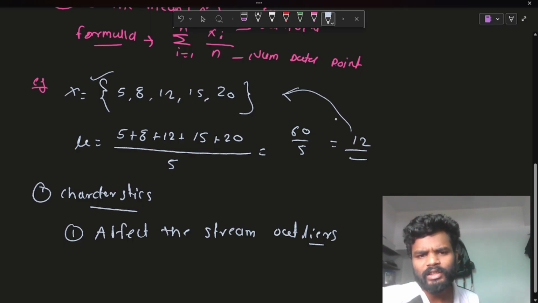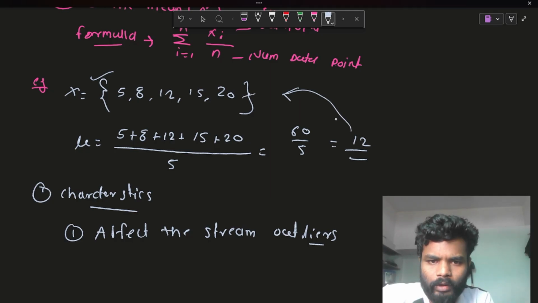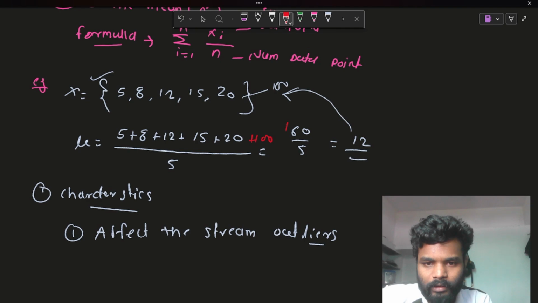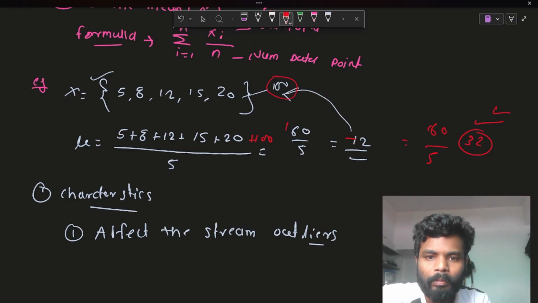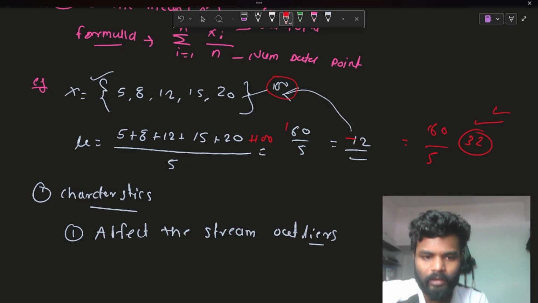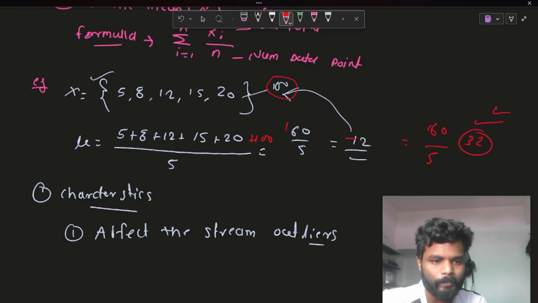How does it get affected by an outlier? Understand with the example. Say we have one outlier, 100. When we add that particular point, the sum becomes 160. Then 160 divided by 5 is basically 32. So we get a mean of 32 when we add that particular outlier. That's why the mean is affected by extreme outliers. The second one is that it is used for interval and ratio data.